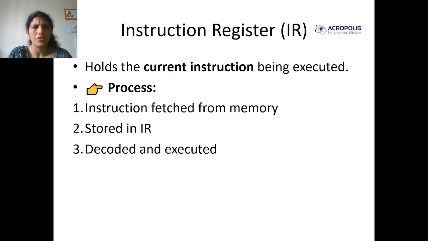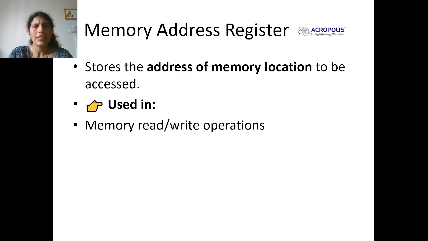Next is the instruction register. It holds the current instruction being executed. Instruction fetched from memory is stored in the instruction register, then decoded and executed. Next is the memory address register. It stores the address of the memory location to be accessed. Memory read-write operations are all performed using the memory address register.